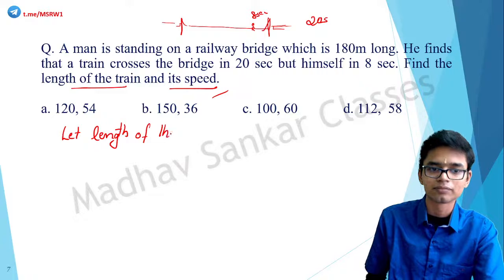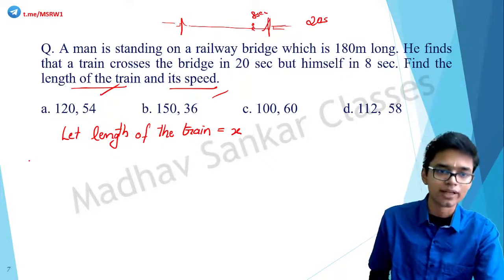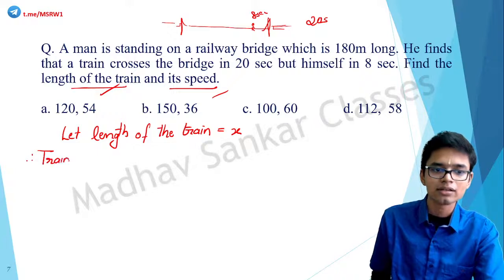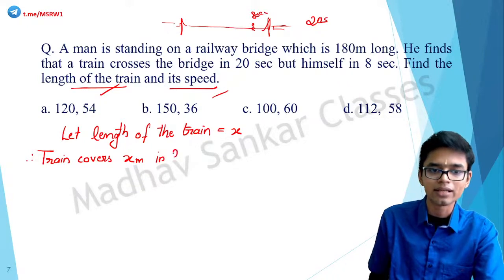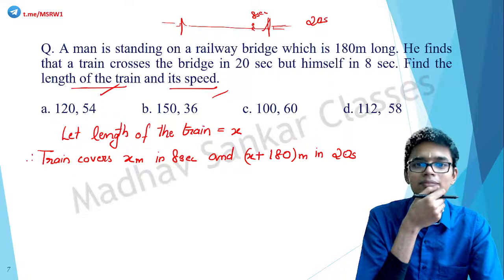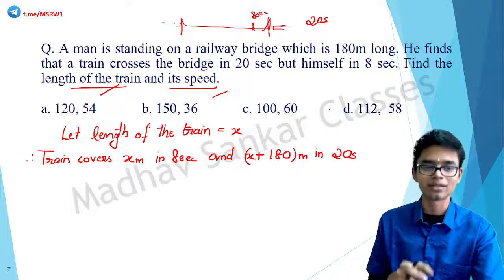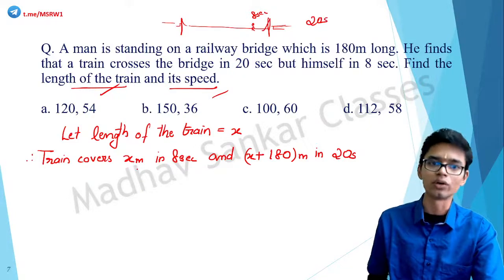Let the length of the train be x. We do not know that and we have to find this. So let that be x. Therefore, the train covers x meters in 8 seconds. Correct? And x plus 180 meters in 20 seconds. Correct? Think about it. In case of a man, I told you the length of the man is insignificant. So the total distance covered is x only.